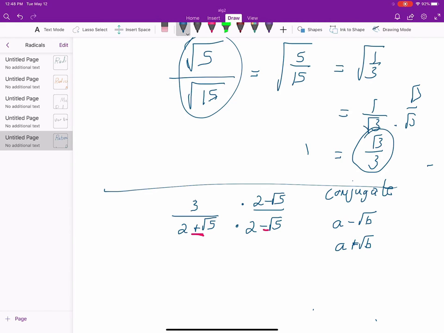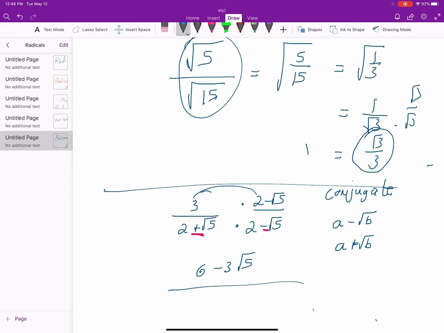So let's do the top first. I'm going to get 2 times 3, that's 6, and 3 times that square root of 5 is going to be 3 square root of 5 again. I cannot multiply 3 times 5 because 5 is underneath the square root. 3 is not underneath the square root, so it has to be left alone.